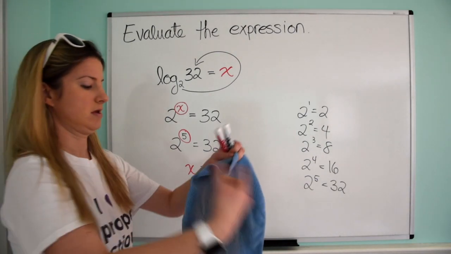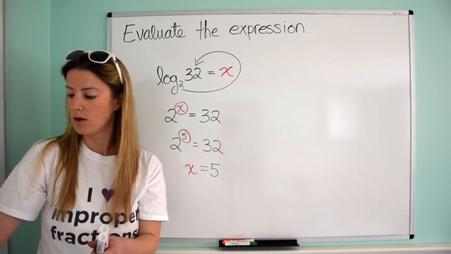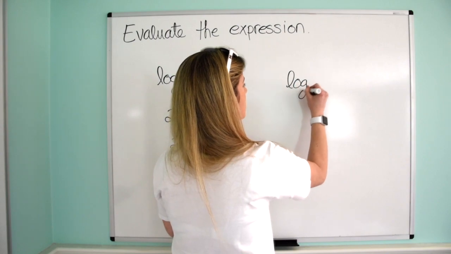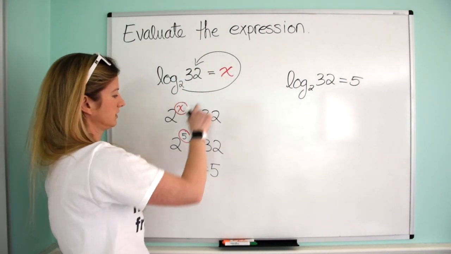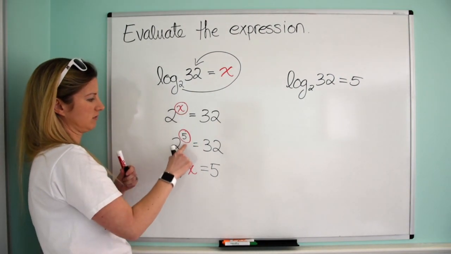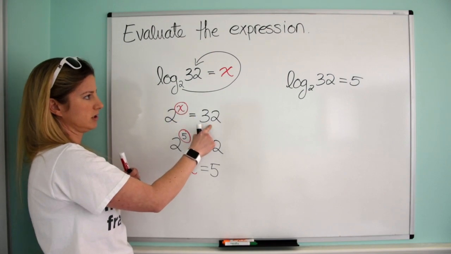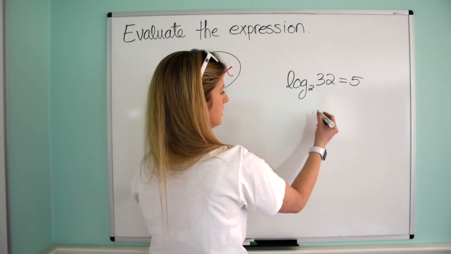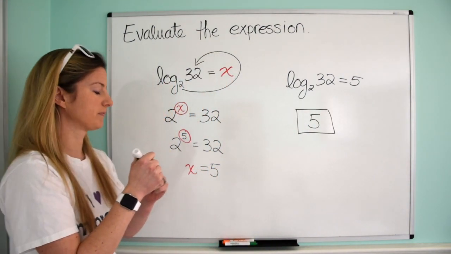Where did the thing go? Whoops. Okay. So you could rewrite the whole logarithm and say log base 2 of 32 equals 5, because remember, we discovered that x equals 5. Because 2 to the what equals 32? 2 to the 5th equals 32. So log base 2 of 32 equals 5, or we could just write it as regular old 5. Either way.